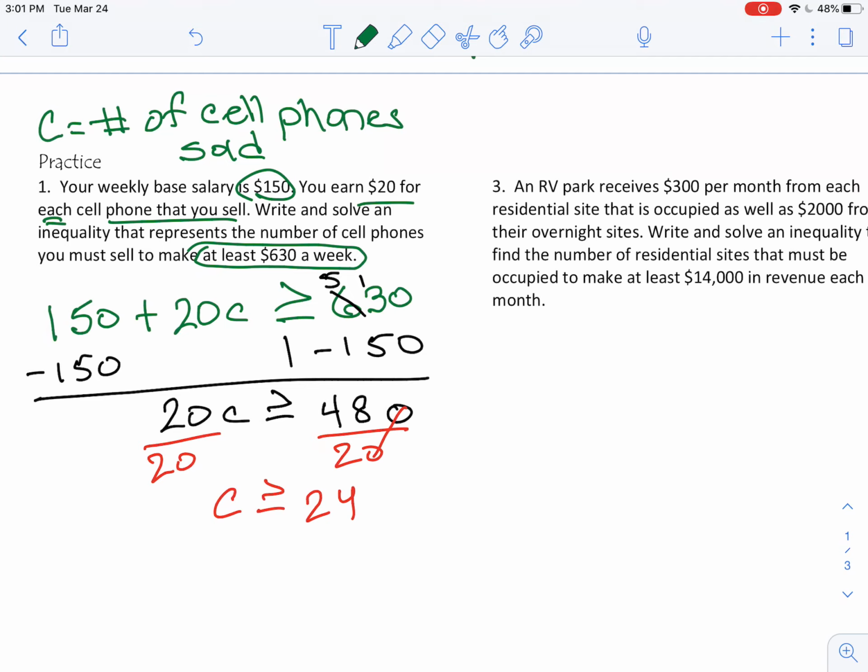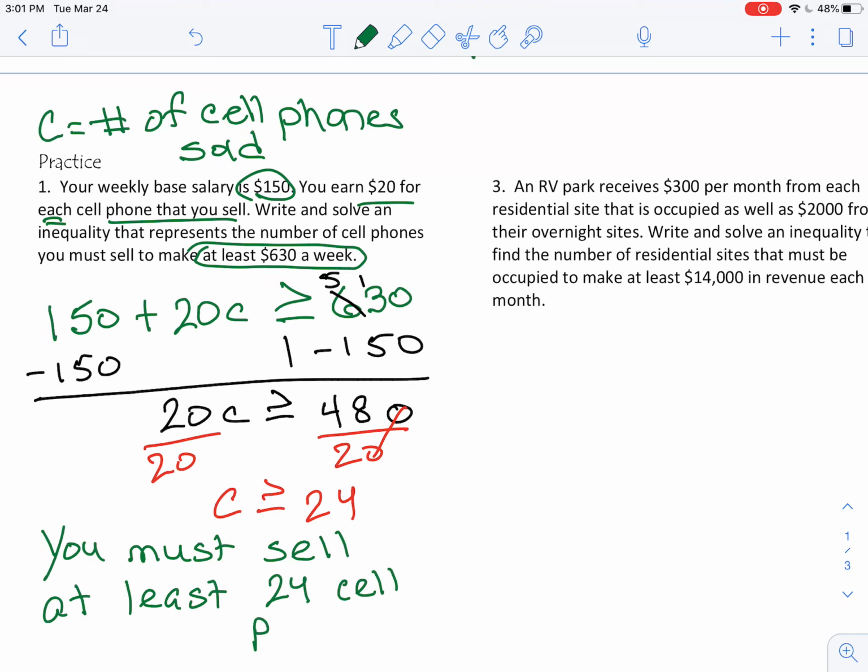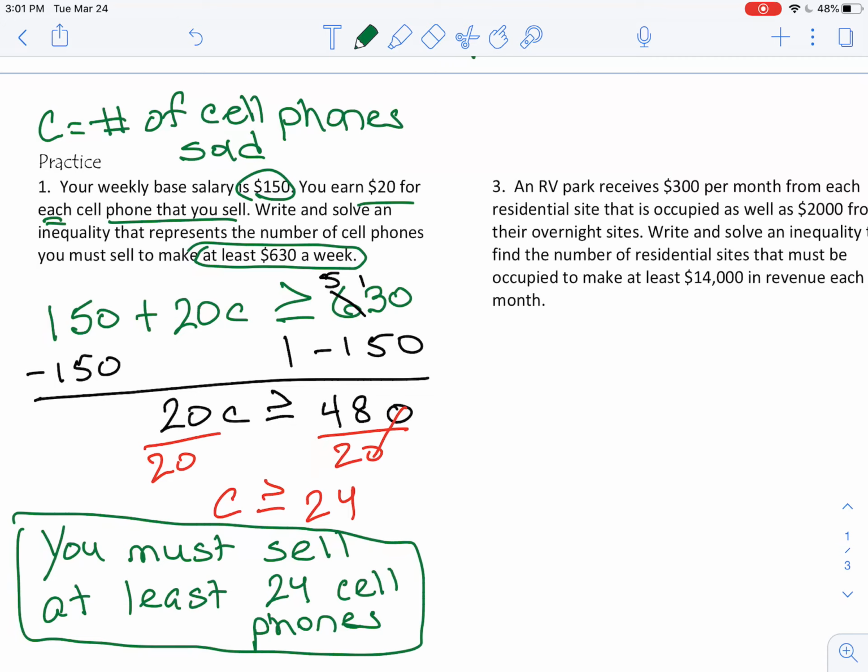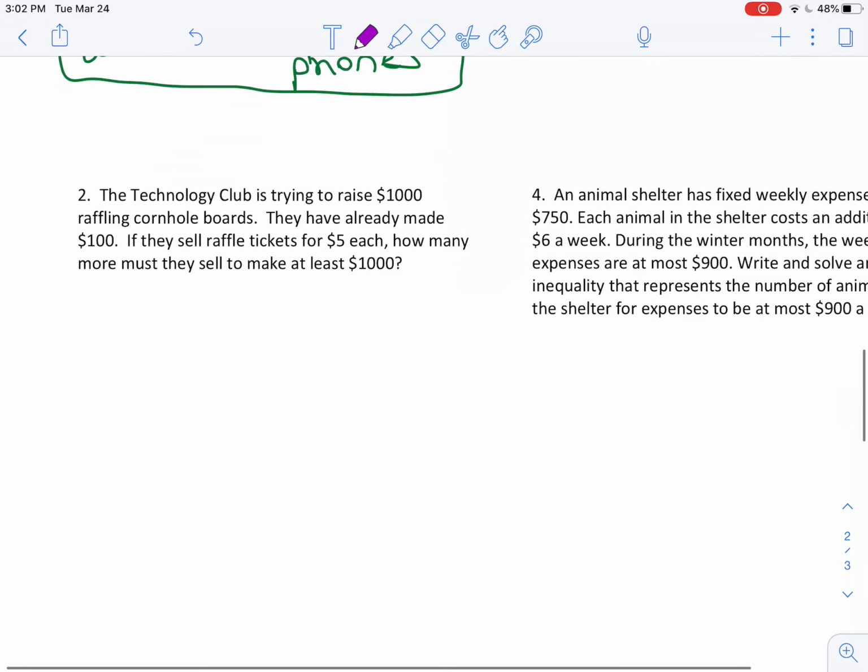It's a word problem, so we need a word answer. How many cell phones must you sell? You must sell at least, or some words that mean this, at least 24 cell phones. You can say something like, you must sell 24 cell phones or more. You must sell greater than or equal to 24 cell phones. Something that makes sense to you.